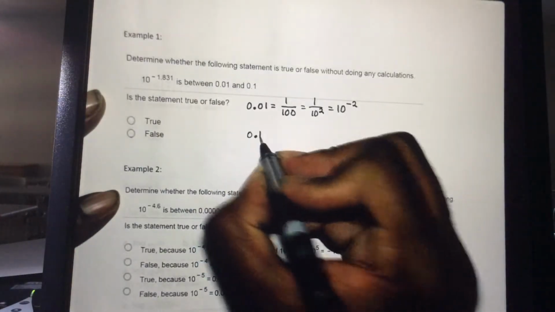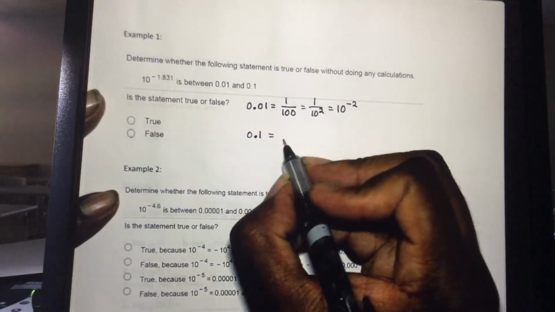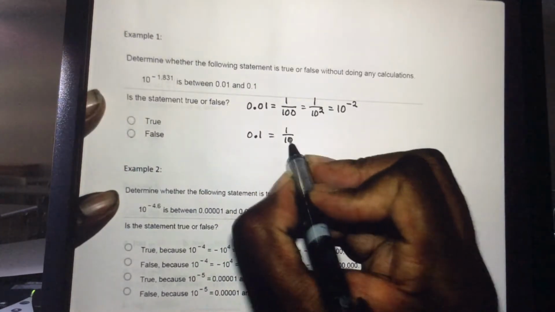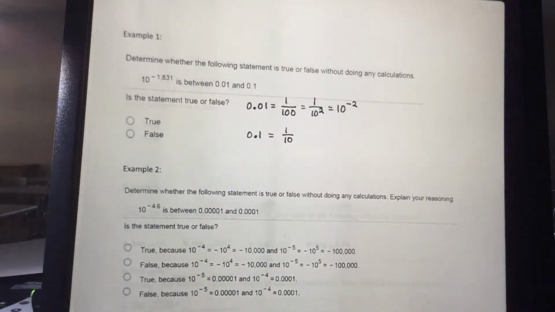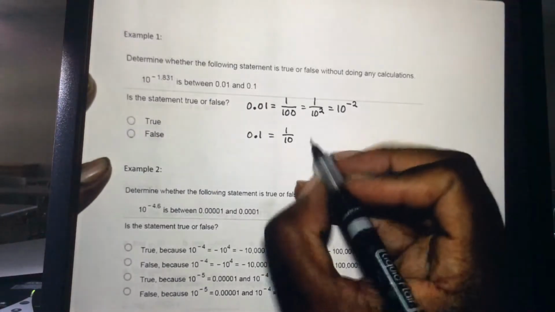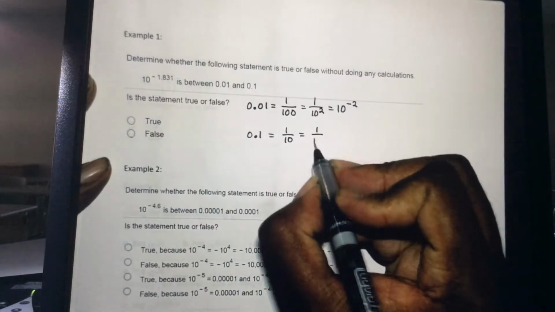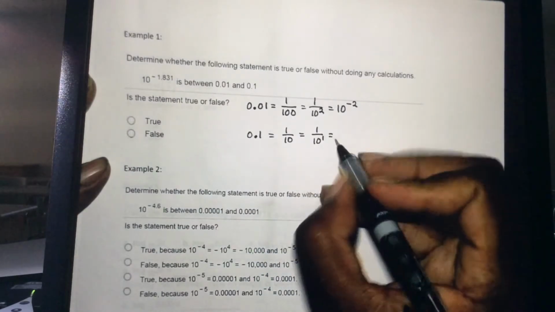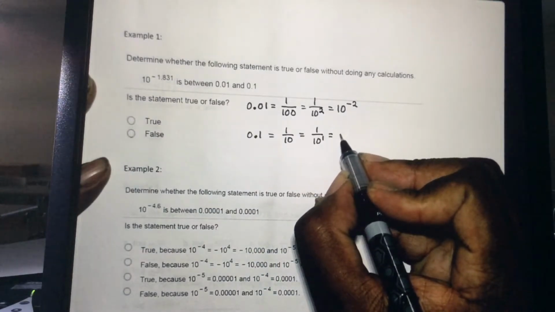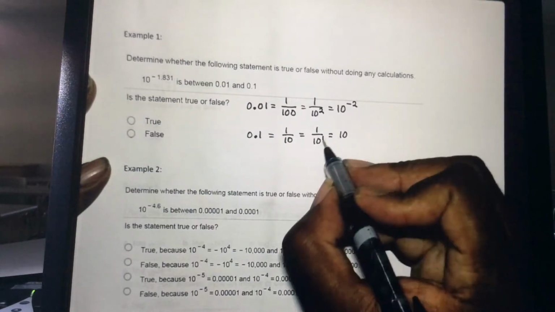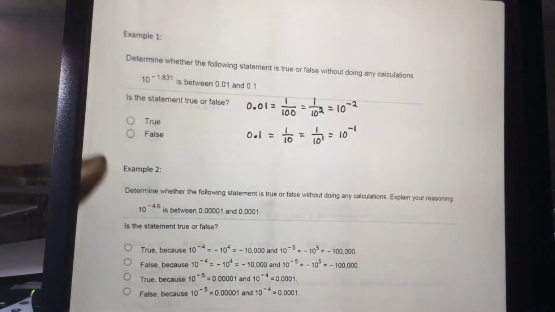And then 0.1, that's 1/10, or 1 over 10, because there's one number behind the decimal point, so it'll be a 1 with a 0 in the denominator. And of course 10 is 10 to the first. And if I write that with a negative exponent, I'll pull the 10 out of the denominator, and that 1 becomes negative 1. Okay?